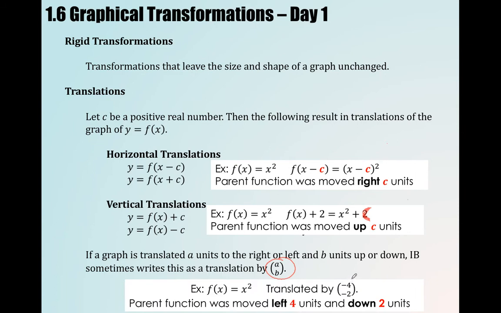This notation means that you're going left 4 and down 2. So just knowing what this means, that means that you're going to move. So what you would end up with, I guess I could write this as f of x plus 4 minus 2. So you'd have f of x equals x plus 4 squared minus 2 would be what this function is.